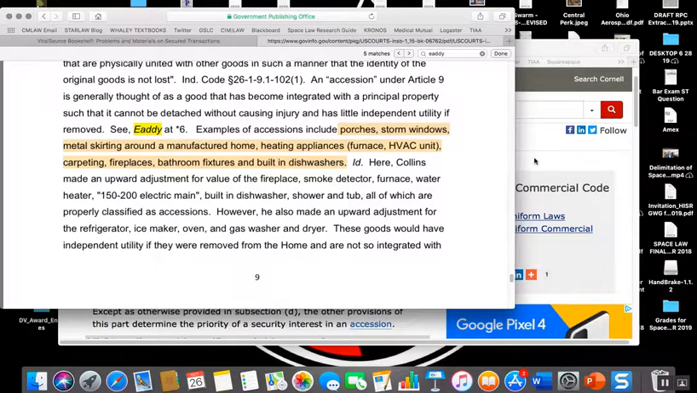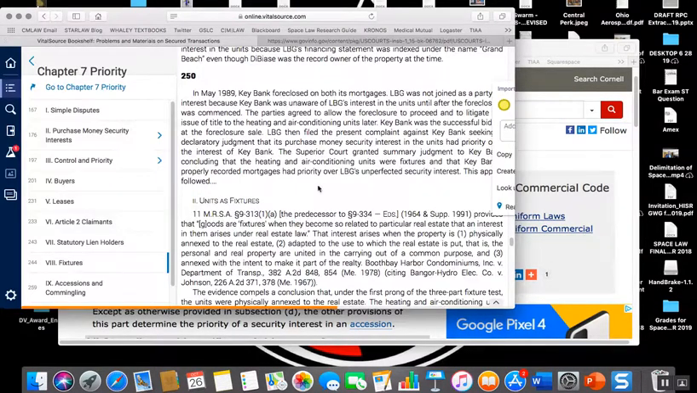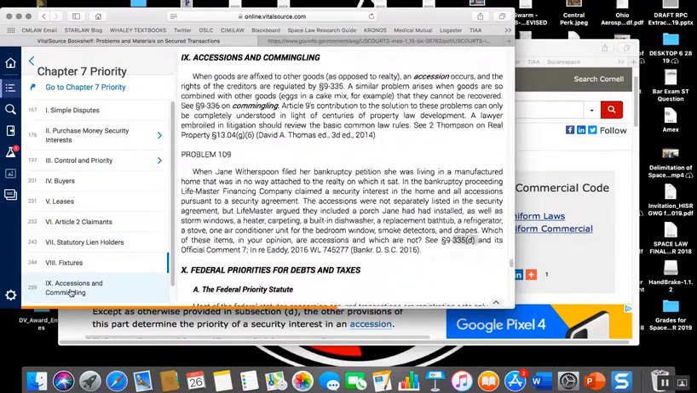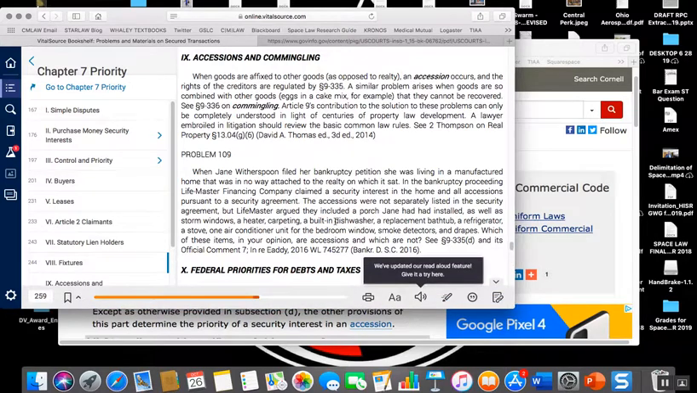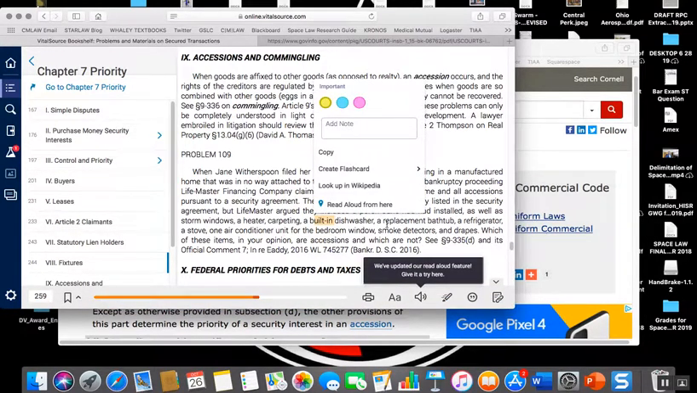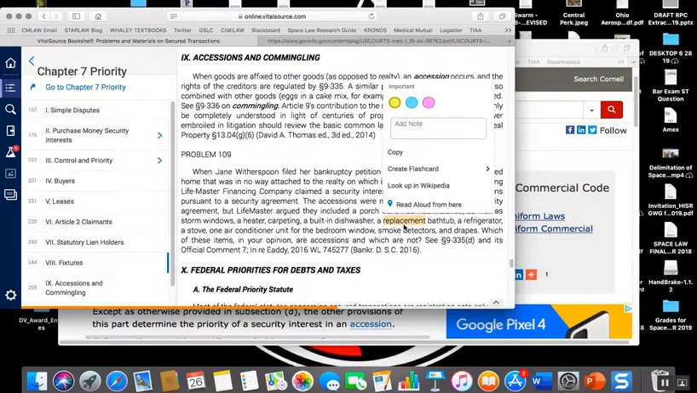Okay, so we can look back at our problem and see if that covers everything. Porch, storm windows, heater, carpeting, built-in dishwasher. I guess not if it's not built in. If it's not built in, then it's not an accession because it's more easily removable and can cause less damage. It's not intended to be permanent.